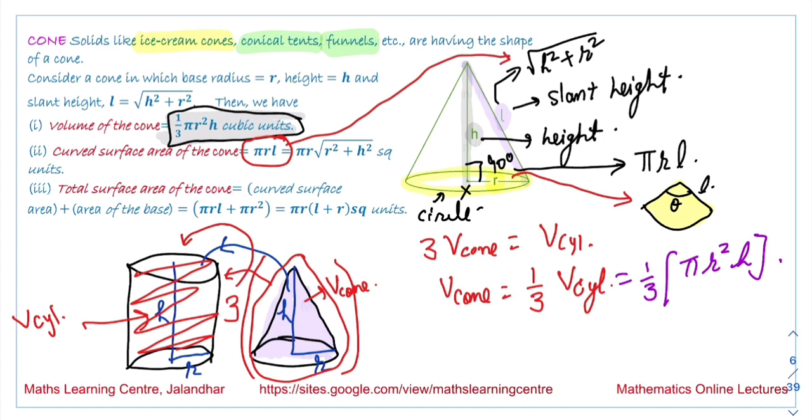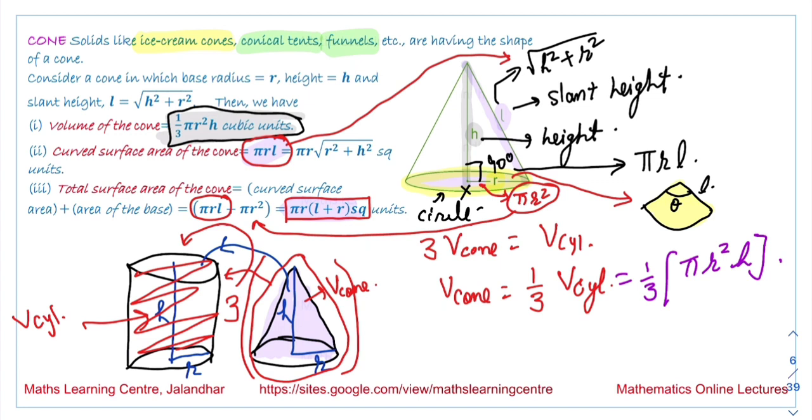The next formula we have is the total surface area of the cone. For the total surface area, to the curved surface area we add the area of this base. The area of the base is pi r square. We add the area of this base to the area of the cone, and the answer we get, taking pi r common, is pi r times L plus r square units. So this is the total surface area of the cone, and this is the lateral surface area of the cone.